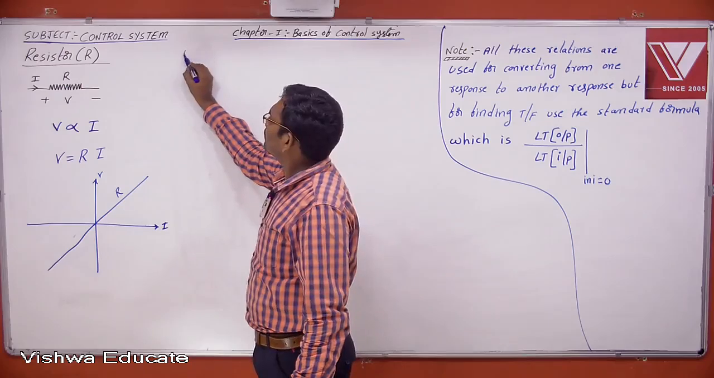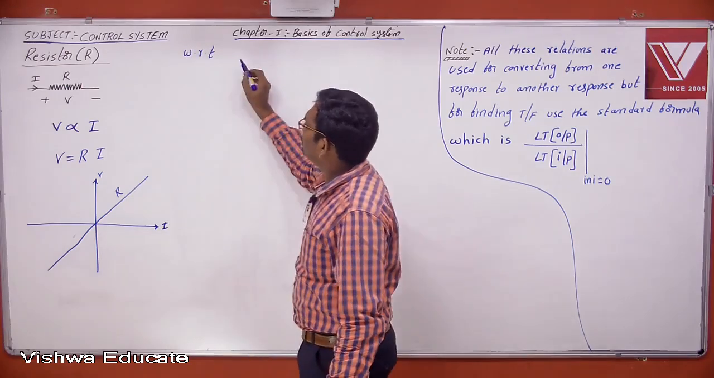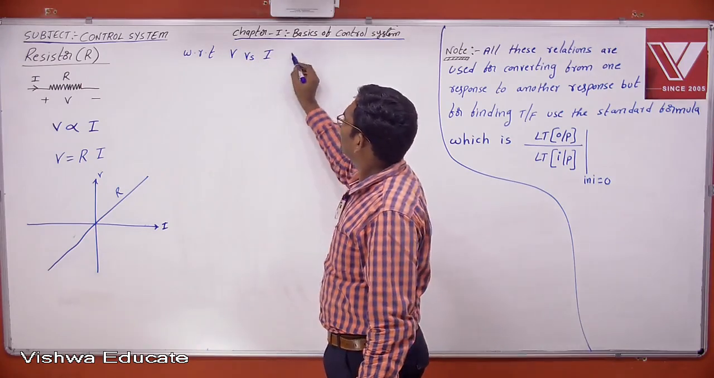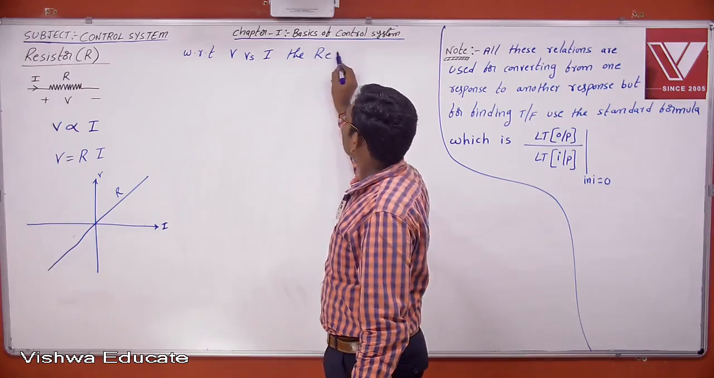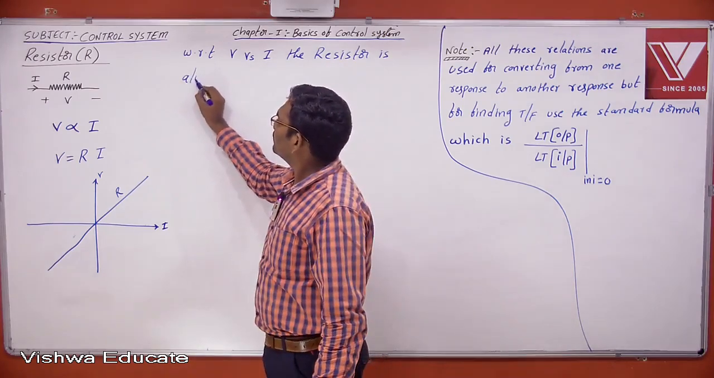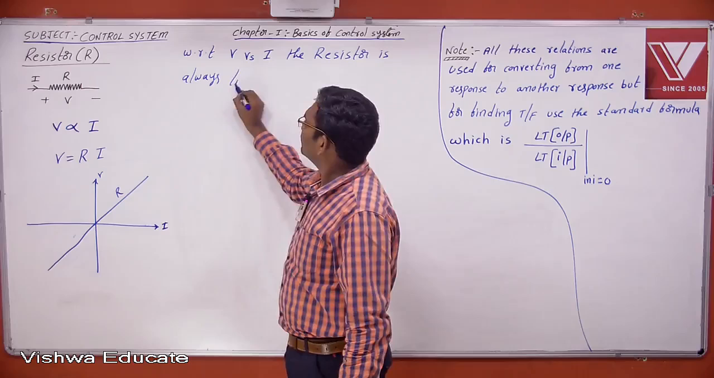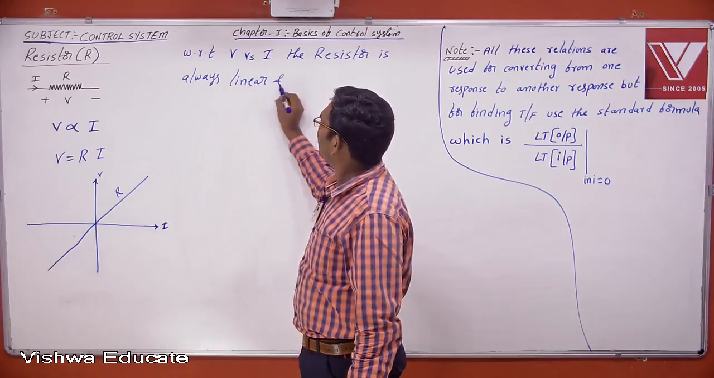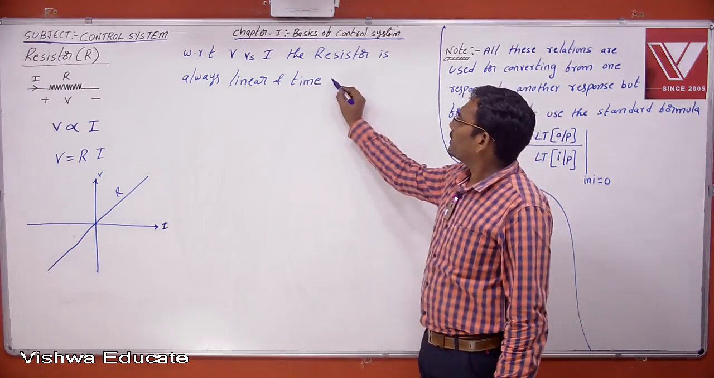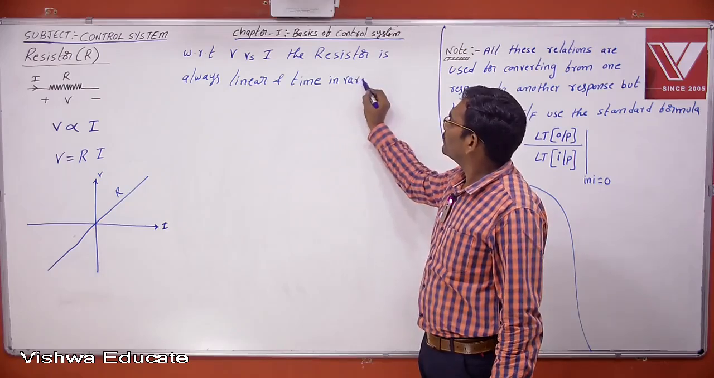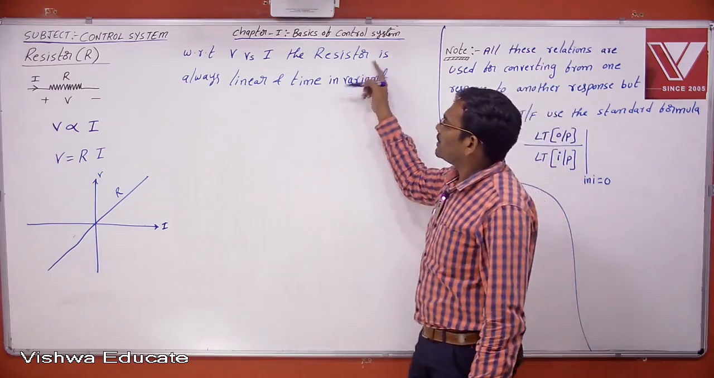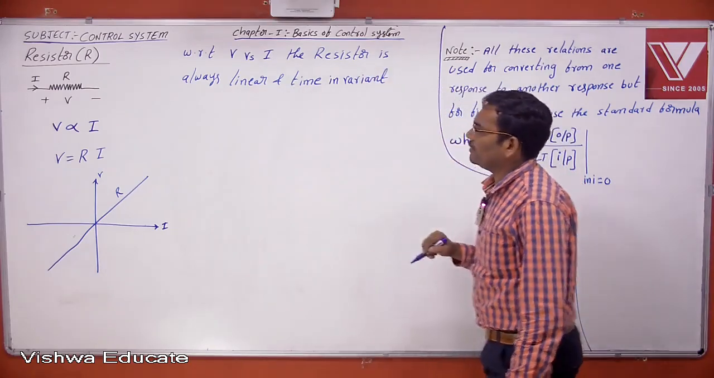Now, with respect to voltage drop versus current, the resistor is always linear and time invariant. With respect to voltage drop versus current, the element resistor is always linear and time invariant.